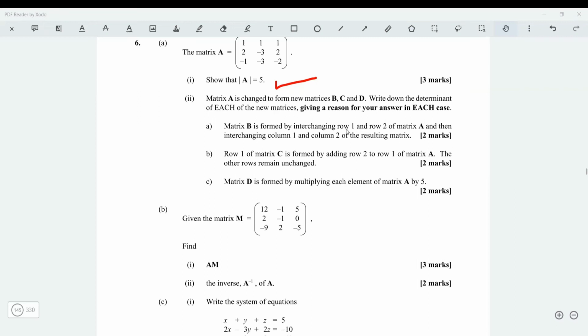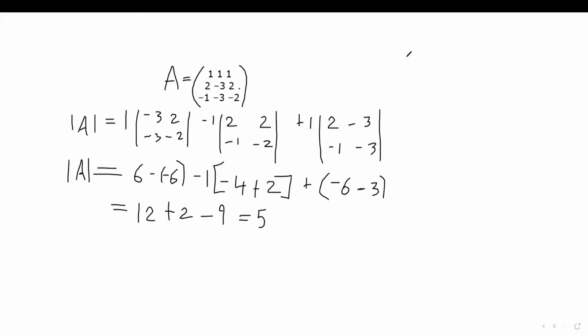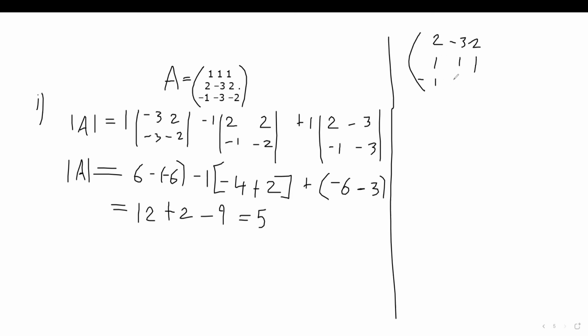I'm going to interchange row 1 and row 2. Let's interchange row 1 and row 2. So this is matrix A right here. All right, so this was part 1. That's matrix A. And then I'm going to interchange row 1 and row 2. That would become 2, minus 3, 2. This is 1, 1, 1. Then this is minus 1, minus 3, minus 2.